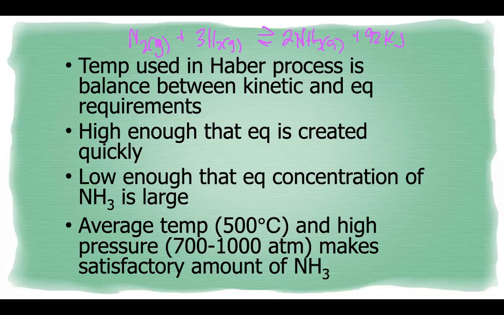Because if we increase pressure, again, there's 4 moles of gas on the left, there's only 2 moles of gas on the right-hand side. If we increase the pressure, we're going to shift equilibrium to the right because there's less gas on the right-hand side. Less gas means less pressure. And it turns out that even 500 degrees Celsius is a, quote, low temperature so that we don't kick in equilibrium so that it goes in the reverse direction. So this is the optimal temperature and pressure for the production of ammonia.